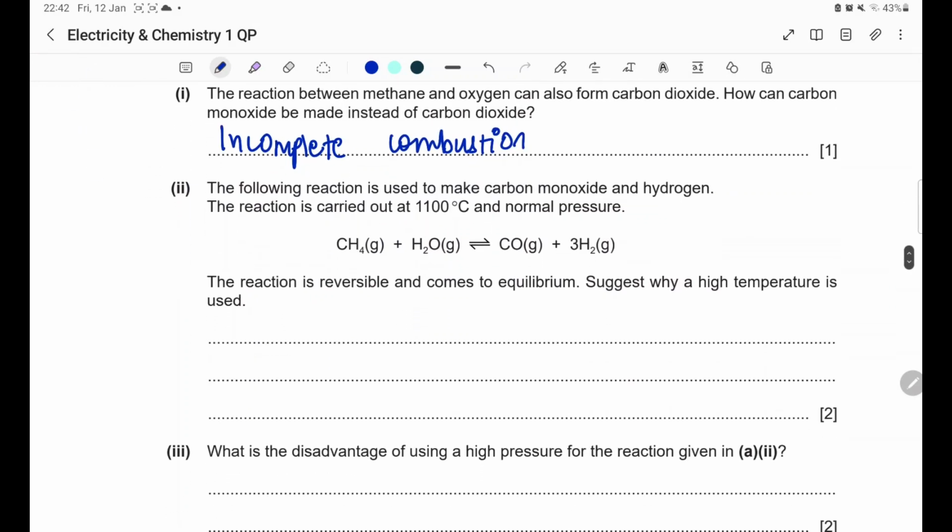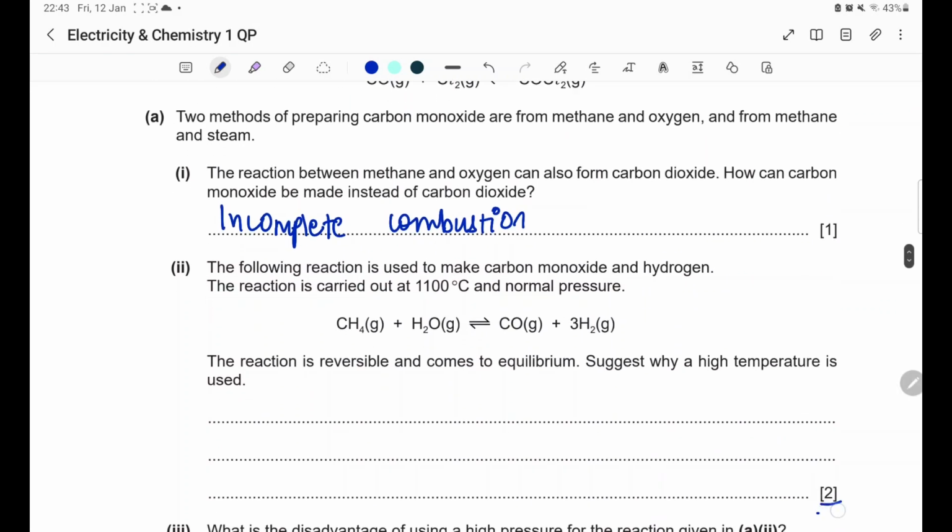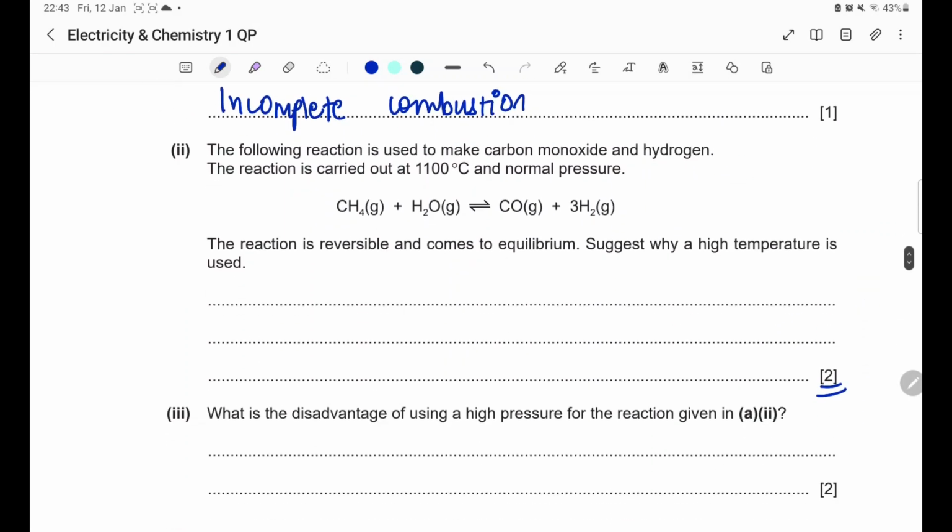The following reaction is used to make carbon monoxide and hydrogen. The reaction is reversible and comes to equilibrium. Suggest why a high temperature is used. You have 2 marks here. We have covered this before, so I will be answering it. First of all, when there are 2 marks and it's a factor of rate of reaction, you write it right then and there. Why are high temperatures used? Because high temperatures cause a faster rate of reaction. Your reaction will be faster.